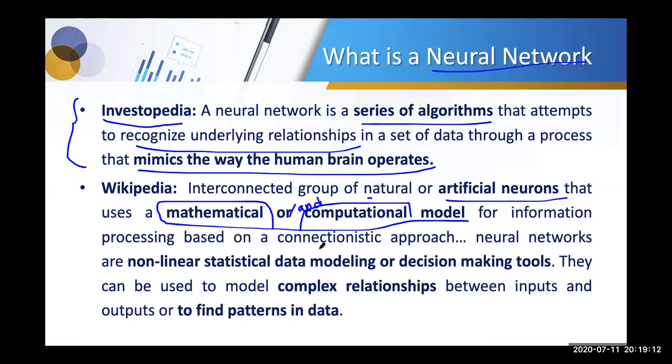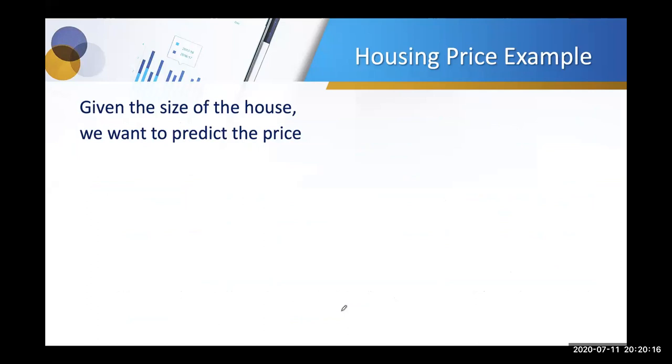For information processing based on a connectionistic approach. I don't know this word, but all it means is that the neurons are interconnected. They are connected to each other. Then they say neural networks are nonlinear statistical data modeling or decision making tools. So it's a way that you can model nonlinear data, and we will see later on why that is true. Using this tool, you can model data, and it helps us with decision making. They can be used to model complex relationships between inputs and outputs to find patterns in the data. Okay, so that is all about a neural network. They are very powerful, and we'll see why in recent years they have been gaining much more popularity. So we will just start with a very simple example.